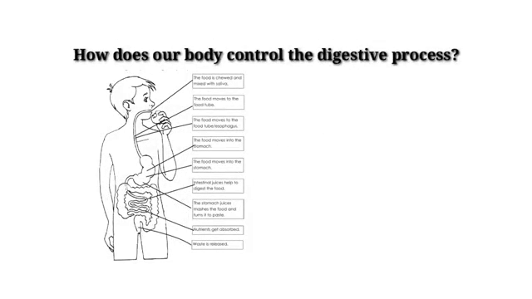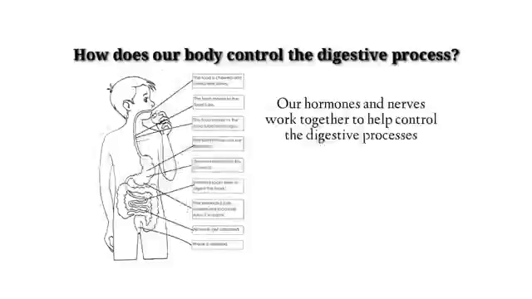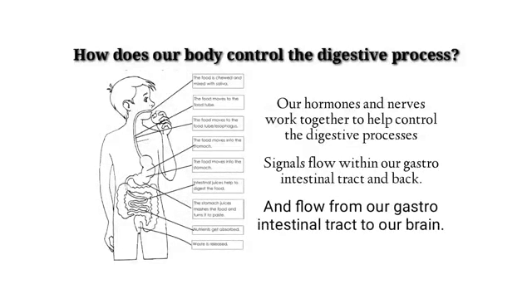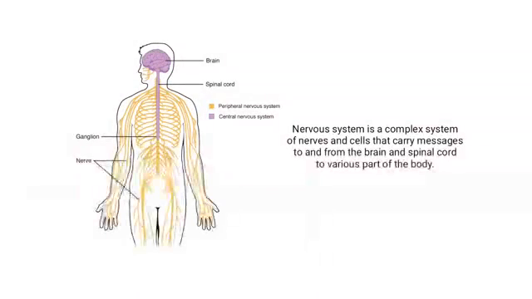Next is, how does our body control the digestive process? Our hormones and nerves work together to help control the digestive processes. Signals flow within our gastrointestinal tract and back and flow from our gastrointestinal tract to our brain. Next is nervous system. Nervous system is a complex network of nerves and cells that carry messages to and from the brain and spinal cord to various parts of the body.